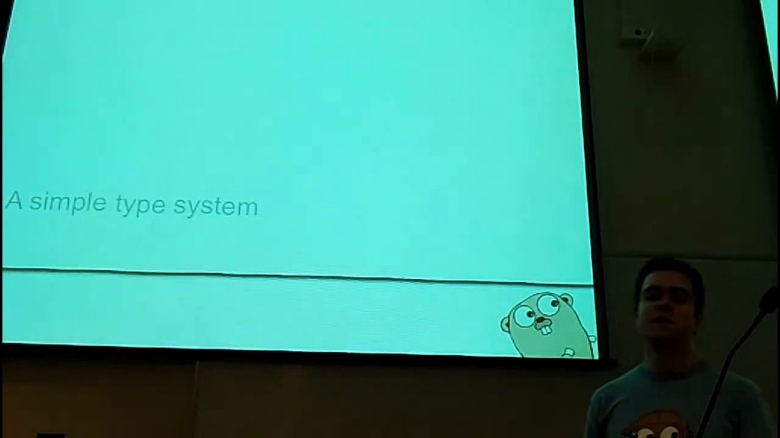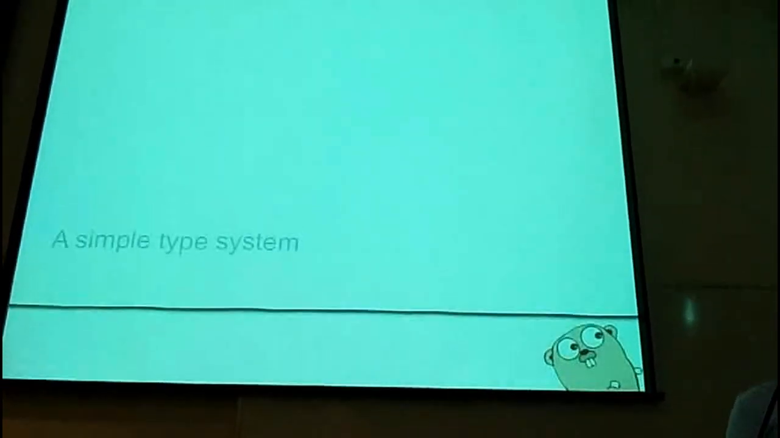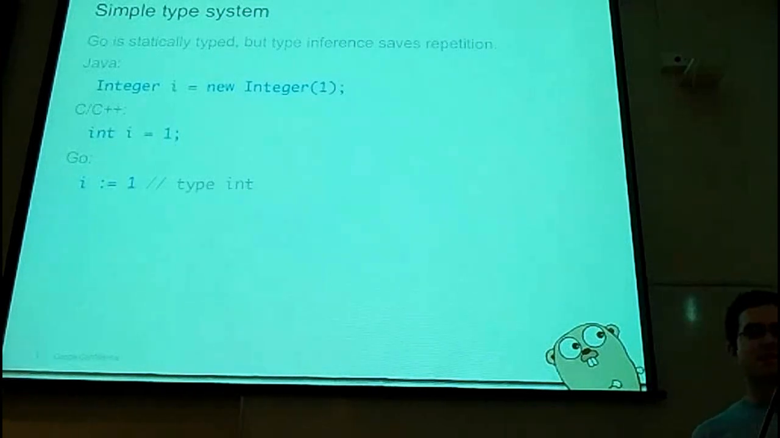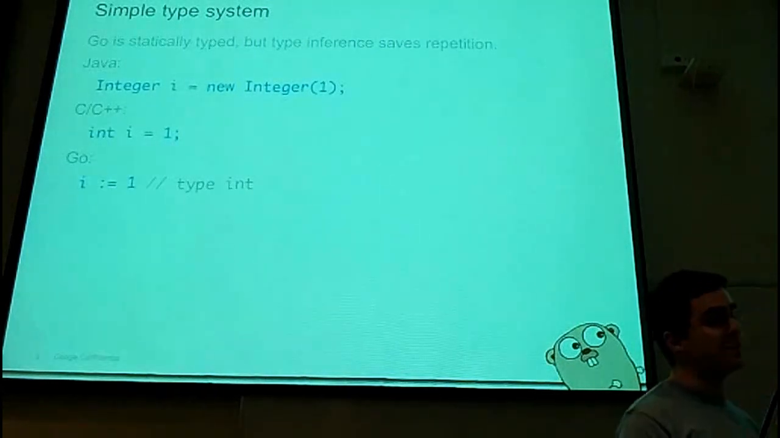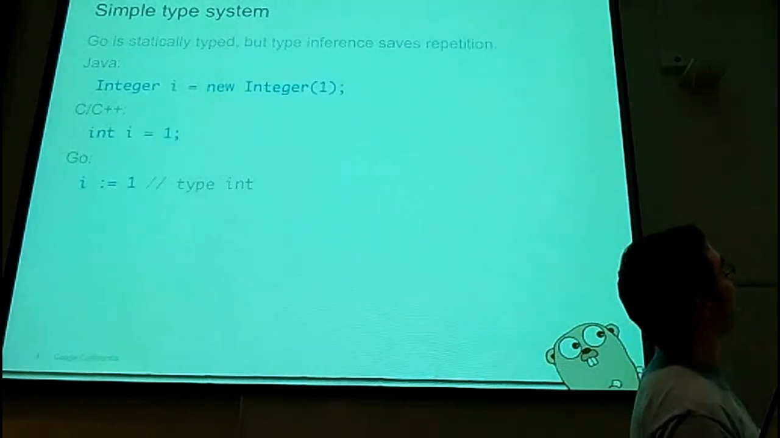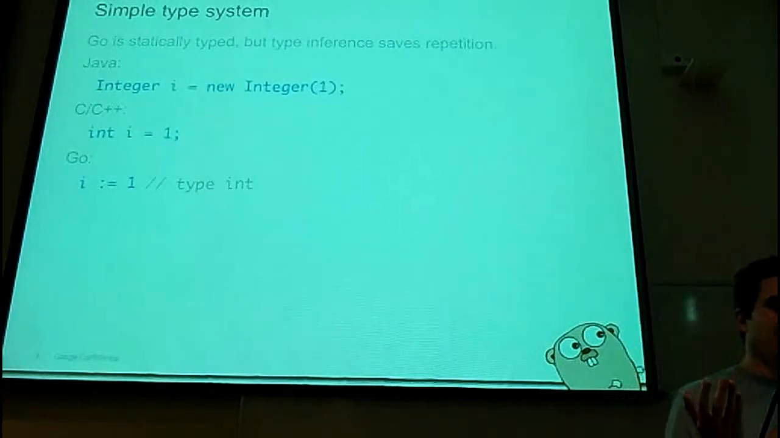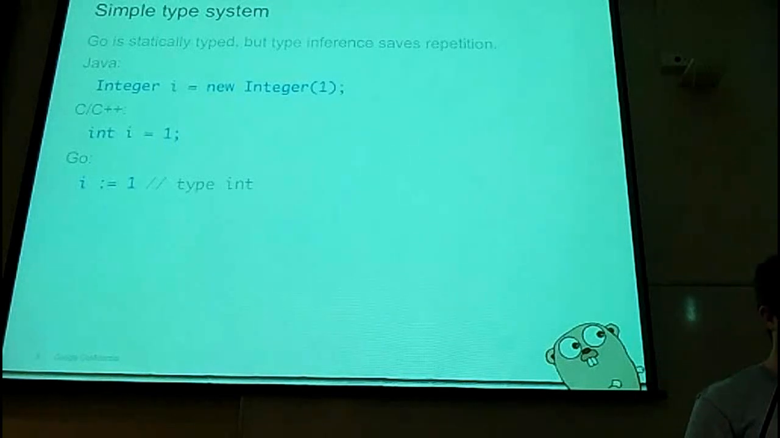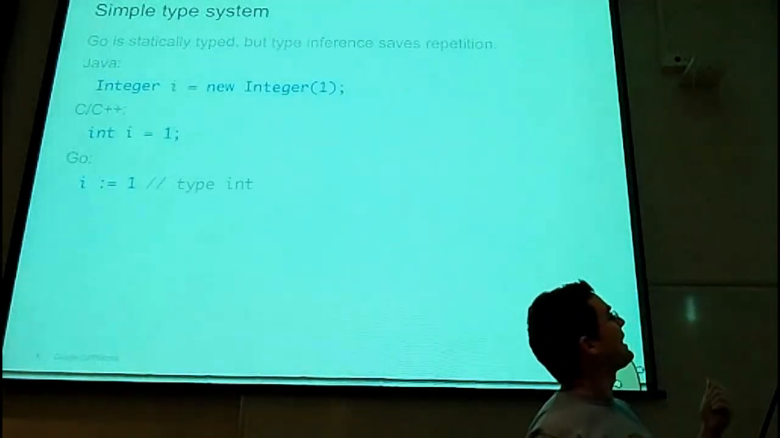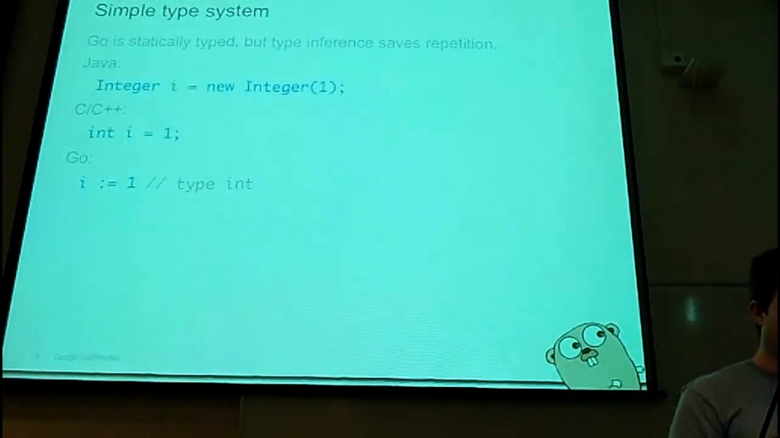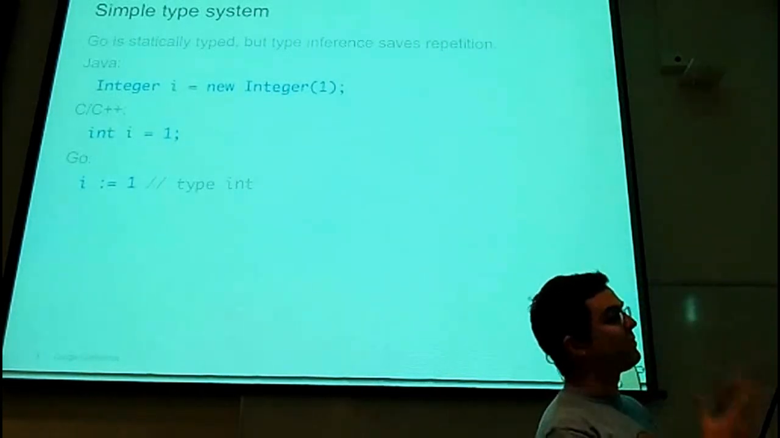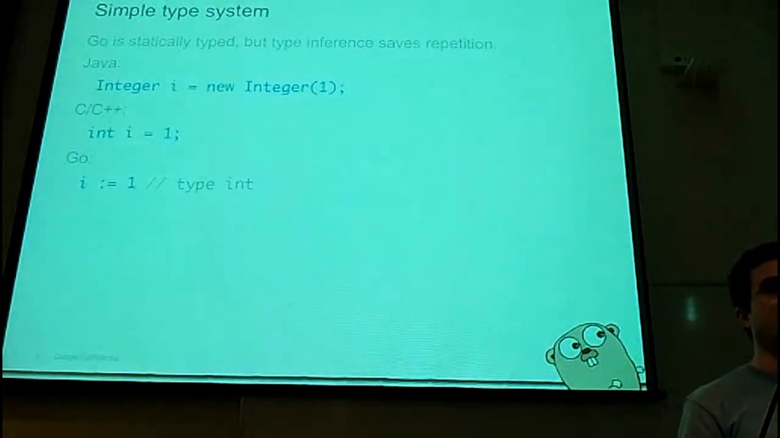So I'll just talk a bit about Go's type system. Go, as I mentioned, is a statically typed language, but it has a form of type inference that saves you from doing a lot of typing and a lot of repetition. So in Java, in this slightly contrived example, you might say something like that to declare an object, integer is a kind of naive one. But in C and C++, you still have to say int something. But in Go, you can declare i to be equal to 1 and the type, that it's an integer, is inferred from the initial value.